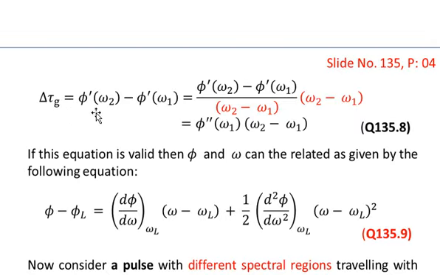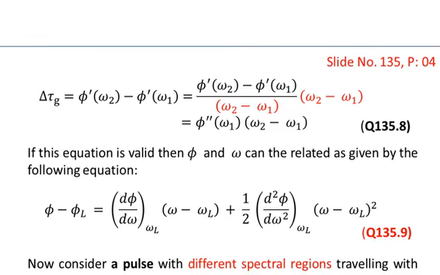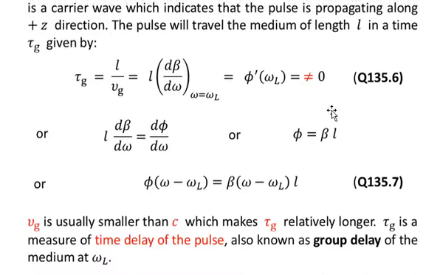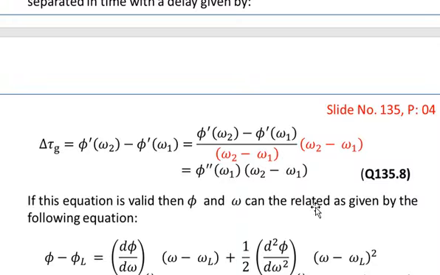So delta tau g is equal to phi prime. You see that I have written tau g in the form of phi prime. So for one wave we have tau g1 and phi prime of omega 1. For the second pulse we can write tau g2 and phi prime of omega 2. So if the times are different due to the dispersion, then we can write tau g2 minus tau g1, and we can write delta tau g in this form.